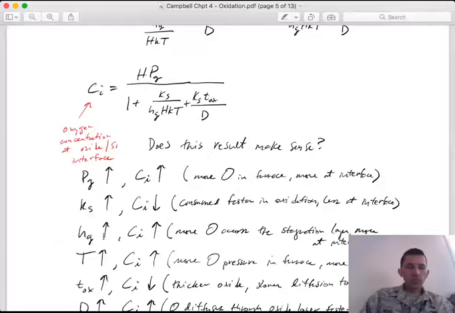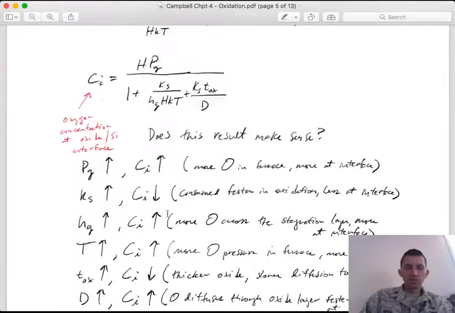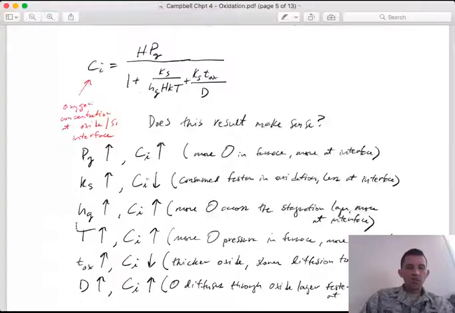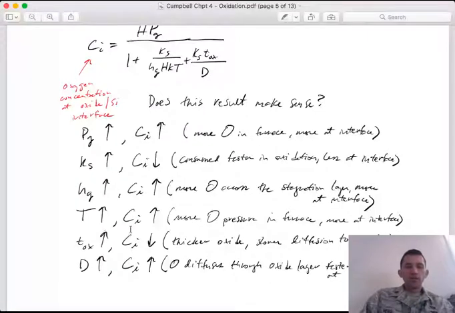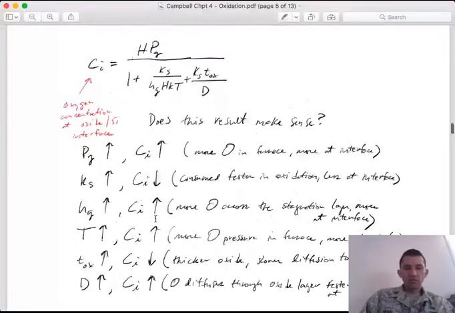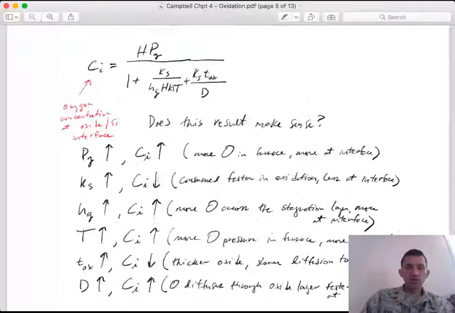H sub g, this is the mass transfer coefficient. If we could increase that, that would get more across the stagnation layer, which would drive our concentration gradients and produce more at the interface, similar to increasing the partial pressure. If we can increase the temperature, which we need to do to grow thicker oxide layers, the concentration at the interface should go up, right? So we have the temperature in the denominator of the denominator, and so that actually leads to an increase in the concentration.